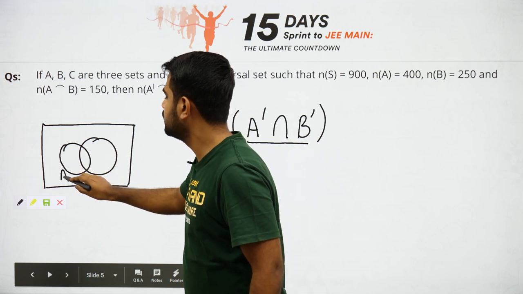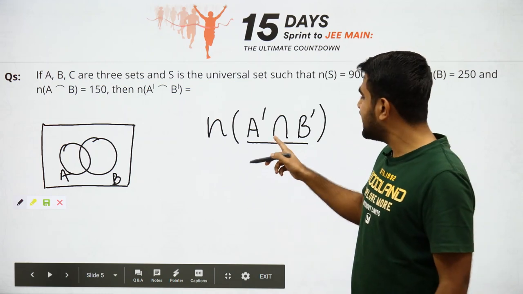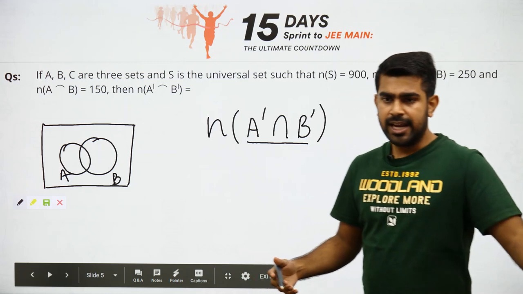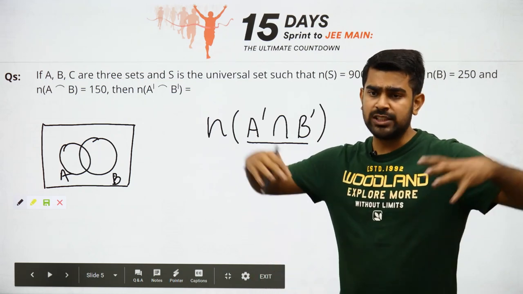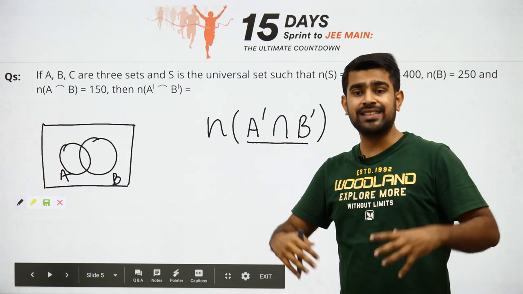This is my A and this is my B. And guys, what do you think is A dash intersection B dash? What is A dash? A dash is A complement. A complement is going to be everything outside of A. And what is B complement? B complement is everything outside of B.